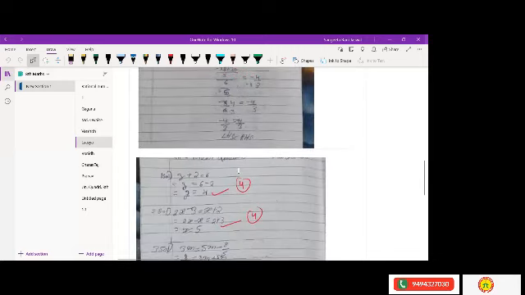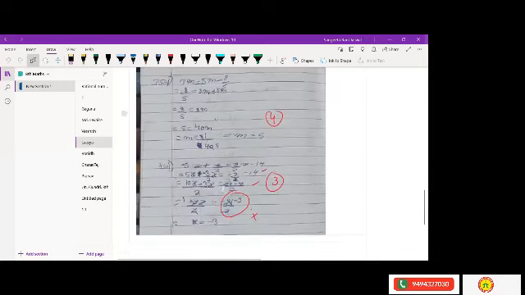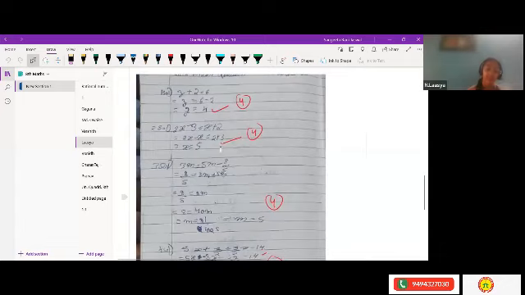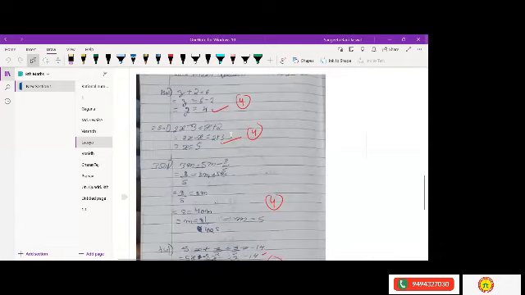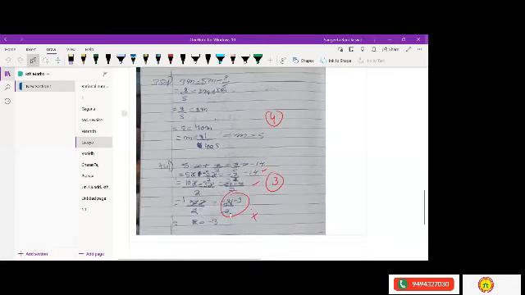This is the first page of your test. Your first question is correct. Second is also correct. Third question also you have done correct. There is some mistake in the fourth one. The fourth one is incorrect. You have made some mistake while taking the LCM and while cross multiplying. So here you have lost 3 marks. This question was for 6 marks, no?